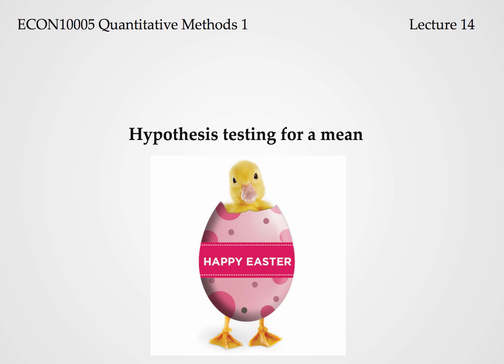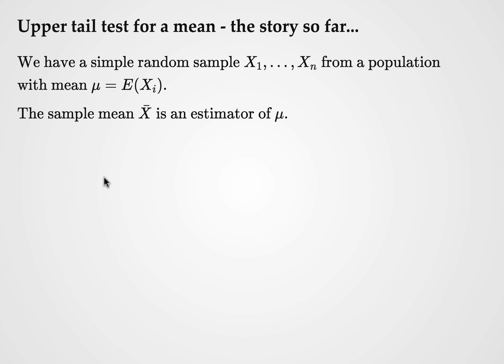So we've already started talking about, in Lecture 13, the process of hypothesis testing for a mean, and in particular we started talking about upper tail tests. The story to this point was that there was a simple random sample of some observations x1 up to xn gathered from some population, and we're interested in trying to estimate and test a hypothesis about this population mean mu, which is the expected value of the x's.